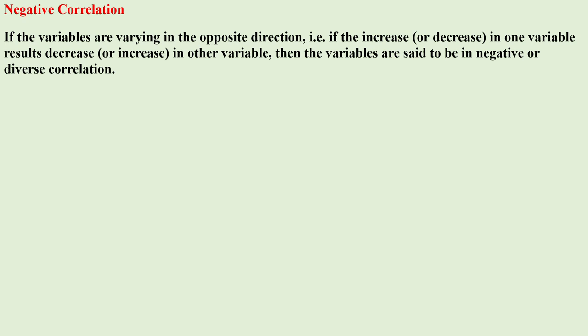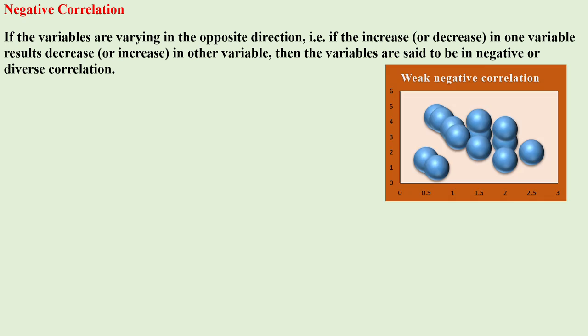Negative correlation: if the variables are varying in opposite directions, one variable increasing and the other decreasing, then it is called negative correlation. If the increase or decrease of one variable results in a decrease or increase in the other variable, then the variables are said to have negative or inverse correlation. Now we are going to see weak negative correlation.